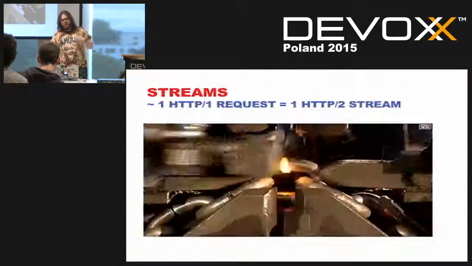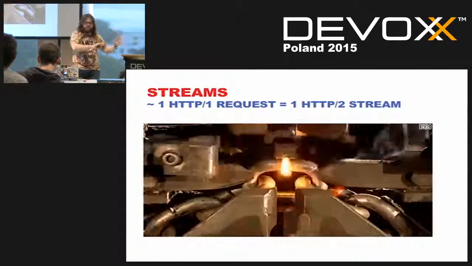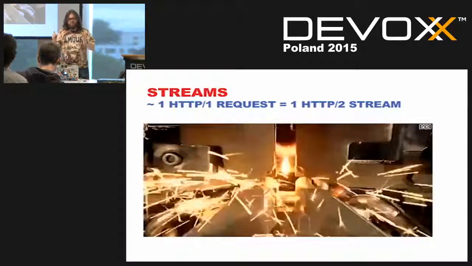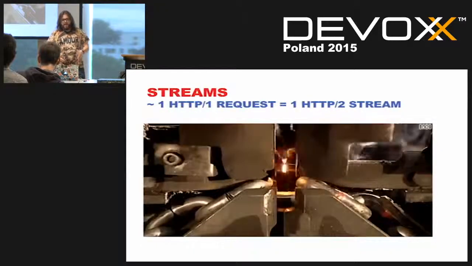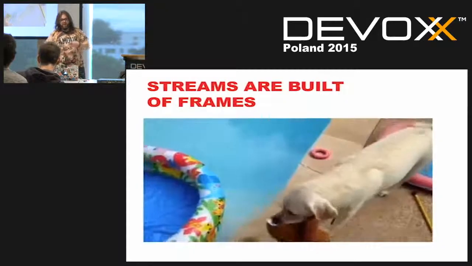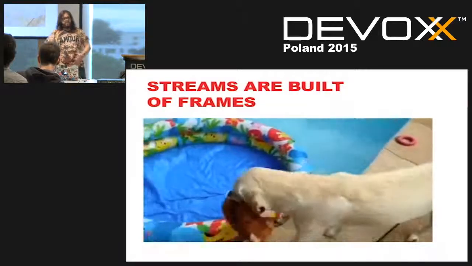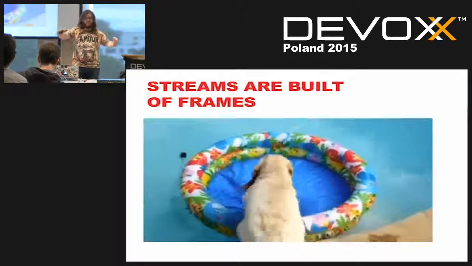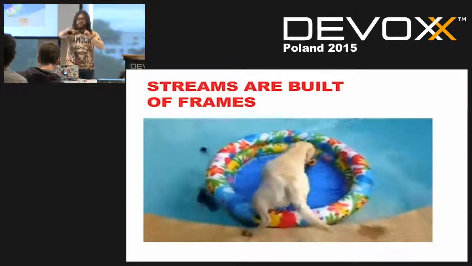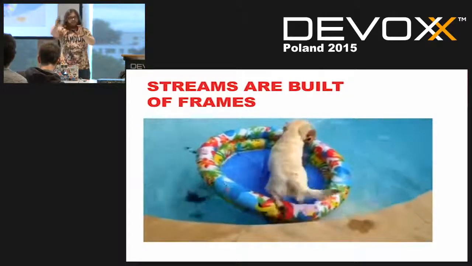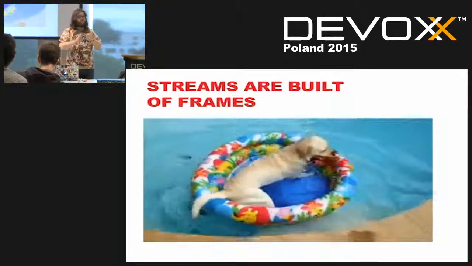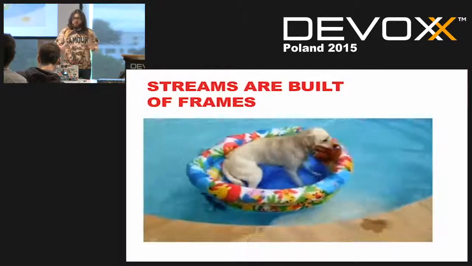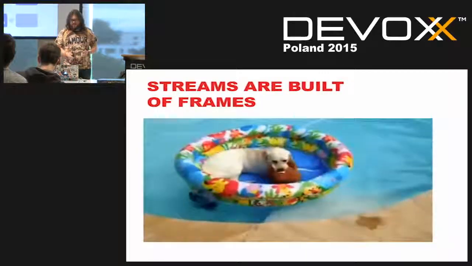And basically, a stream is an HTTP 1 request. So inside the connection, you have some streams, and the streams are built of frames. Frames are pieces of data. So you have one TCP connection with multiple streams inside it, and each stream is built of frames, depending on when the data is available to be forwarded to the client. This is how it works.